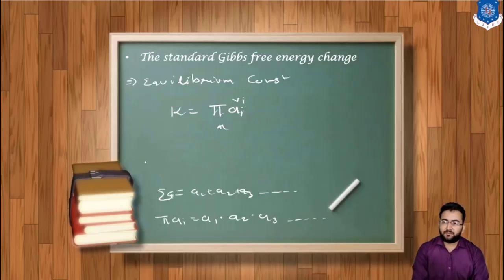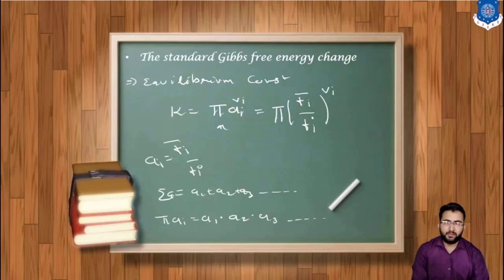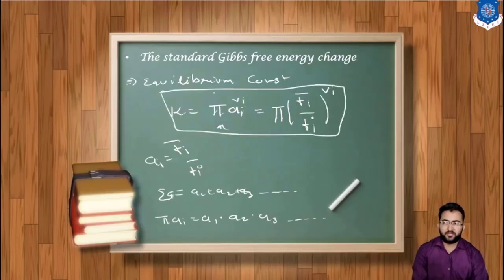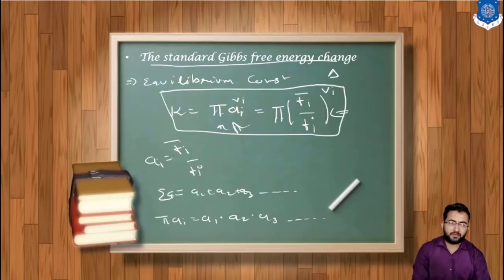And what is the meaning of activity? Activity is the relative fugacity, so we can say that ai is equal to fi bar upon fi naught. Replacing the activity with relative fugacity, we get capital Pi of fugacity in solution upon fugacity of particular component i at standard state, the whole raised to this vi. So this is the equilibrium constant, denoted by capital K, in terms of the activity and in terms of the fugacity.